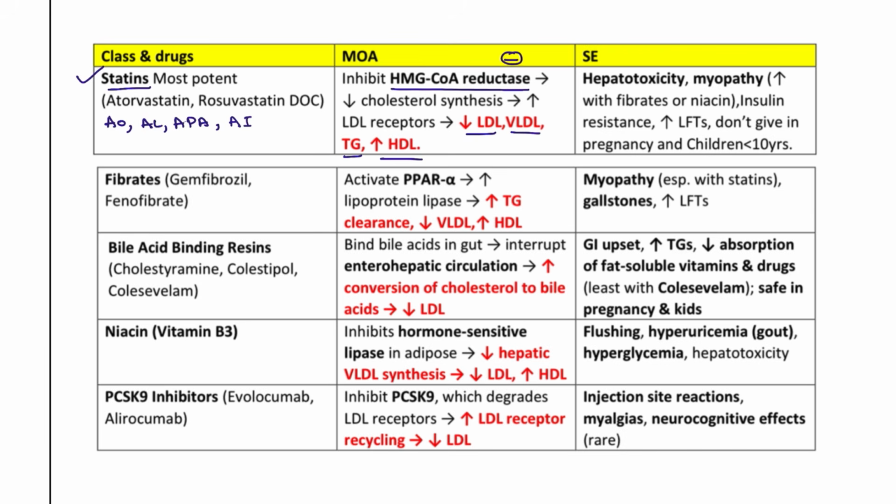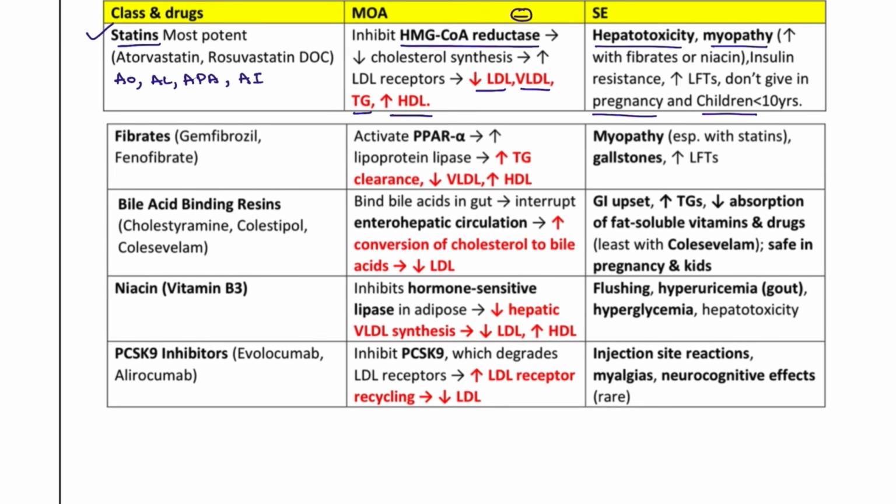This is known as a pleiotropic property of the statins, but it is associated with the side effects of hepatotoxicity and severe myopathy that are seen in this patient. That's why we don't give them to patients who are pregnant or to children, as it can be highly toxic for these patients. Next, fibrates.